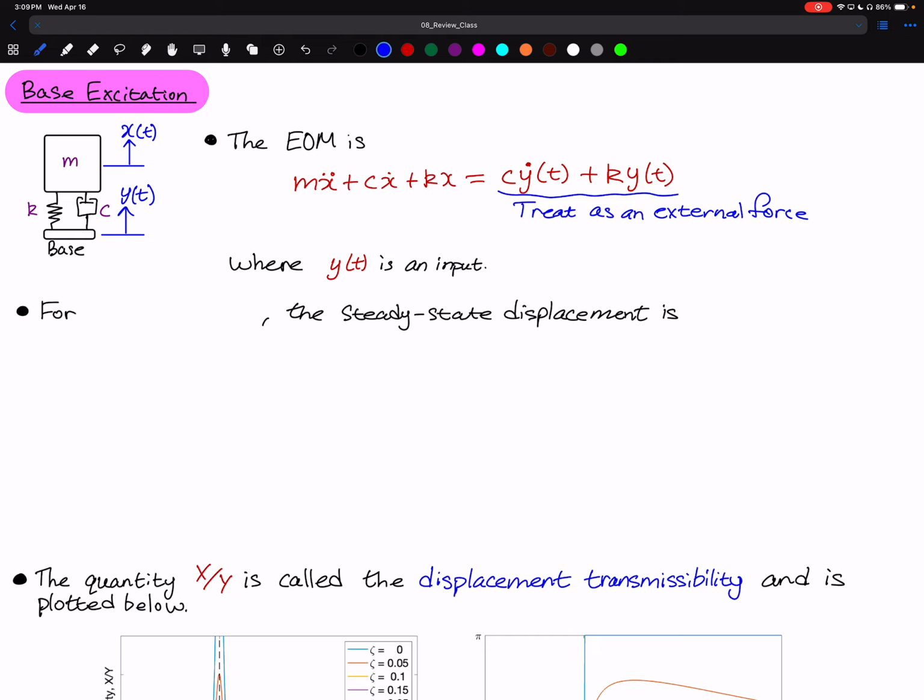A common example for base excitation is a quarter car model where you have a tire or a wheel that's rolling over some road, and the road is varying in height. And then you have some input through the wheel that then transfers from the suspension into the vehicle. That's an example of like a base motion.